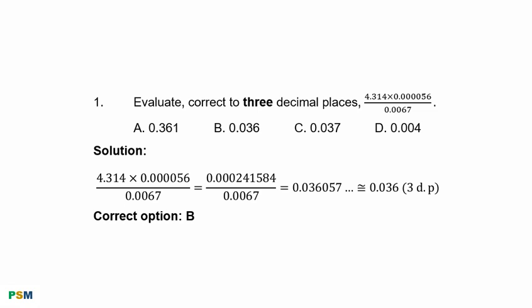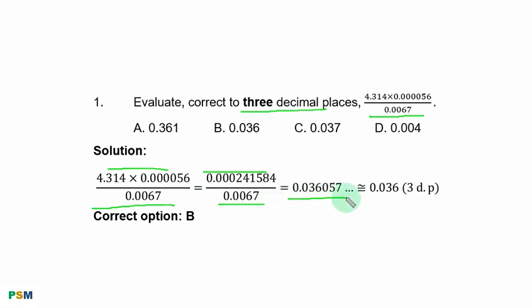Question 1. Evaluate correct to 3 decimal places this fraction. Solution. This is the given fraction. You multiply the numerator, you have this result. Divide by the denominator, and you have this result.